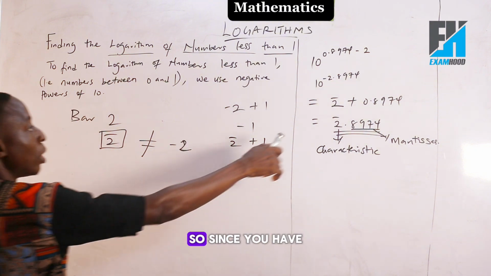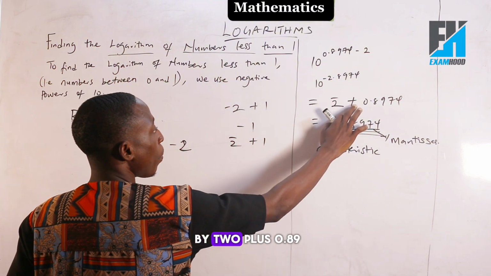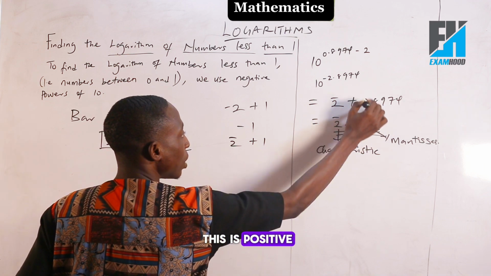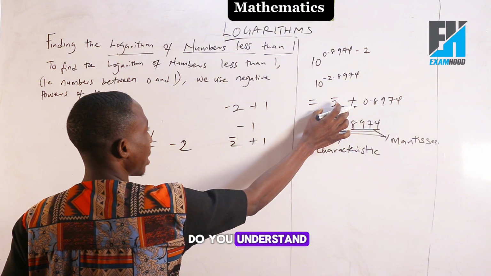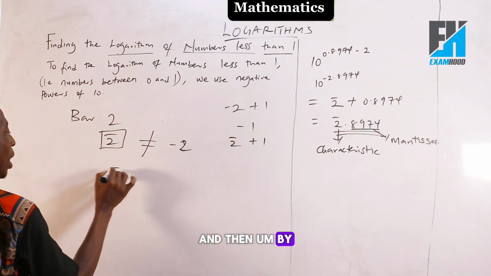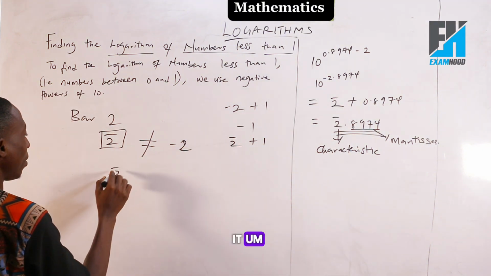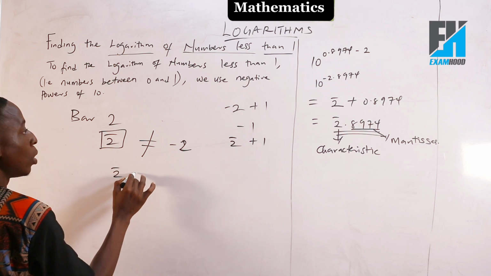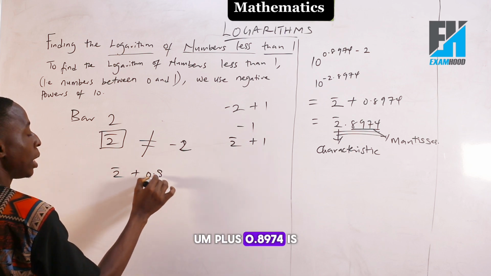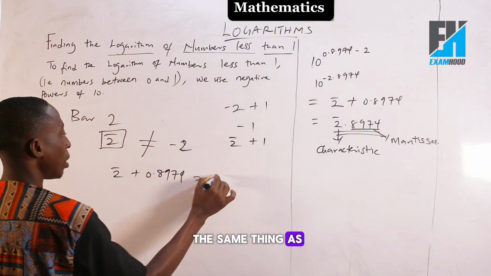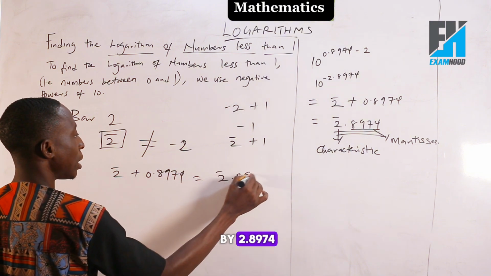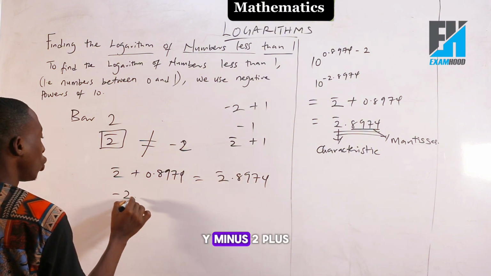Do you get? So, since we have bar 2 plus 0.89, this is positive. What you have here is positive. Why this is negative? This is bar 2. Do you understand? And then bar 2, let's just have it as notes. Bar 2 plus 0.8974 is the same thing as bar 2.8974.